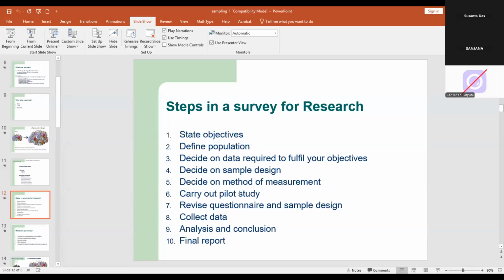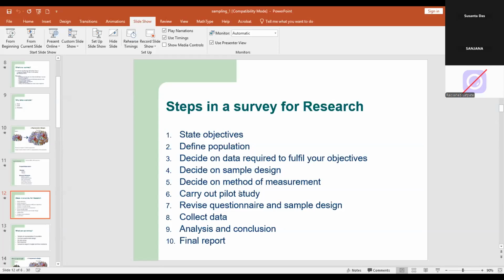By using the estimates of the pilot study, you can determine the sample size also. Whatever estimates you get in the pilot study, those estimates will play the role of parameters while determining the sample size, say the mean and variance. And by using this pilot study, you can revise the questionnaire. Also, sometimes you can revise the sampling design. Then collect the data, analyze this data, draw the conclusion on it, and present the final report.